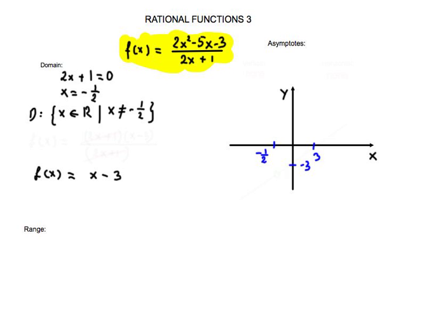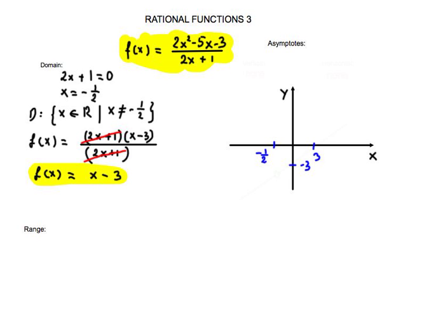This is an example that is very similar to the previous one. When you factor the numerator, you have two factors, 2x plus 1 and x minus 3. And you also have common factors, 2x plus 1, so you will simplify the expression. This is why you get f of x is equal to x minus 3. If you remember, this is the equation of a line, and we know that the slope is positive here.